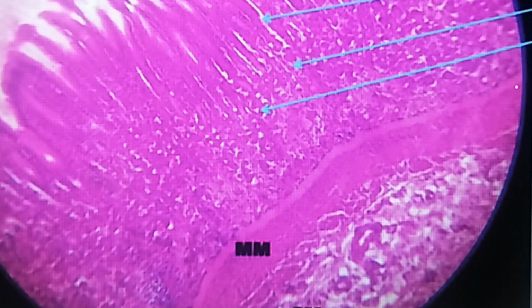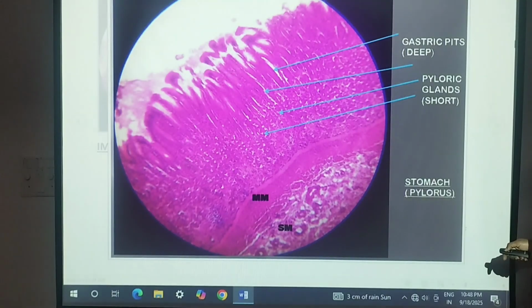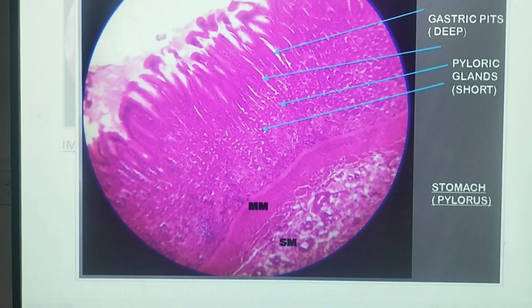Then you see the muscularis mucosae and submucosa. Now in this particular picture, we are not seeing muscularis externa or the serosa, but actually you have the presence of muscularis externa and serosa. In this particular field of focus we have kept only till submucosa.